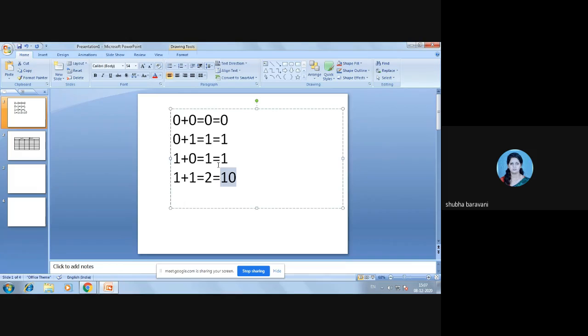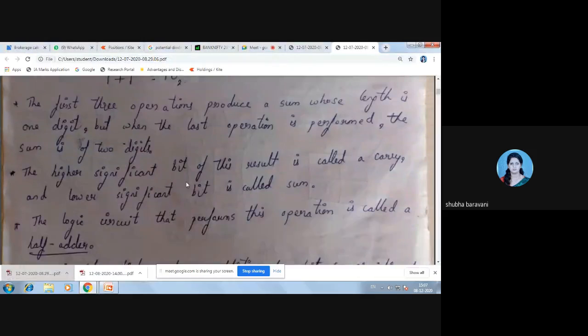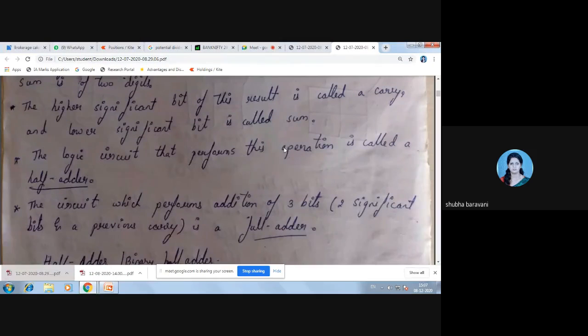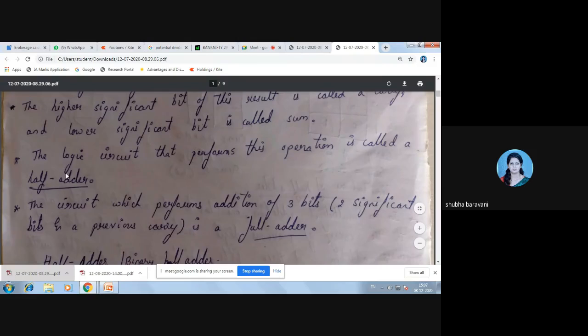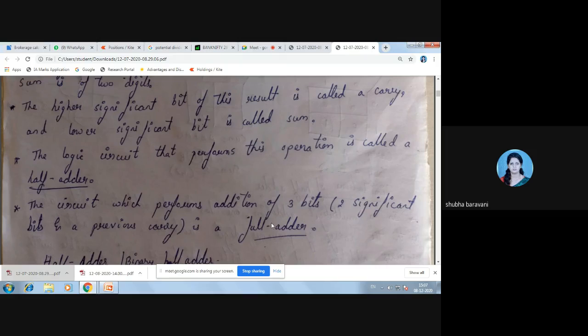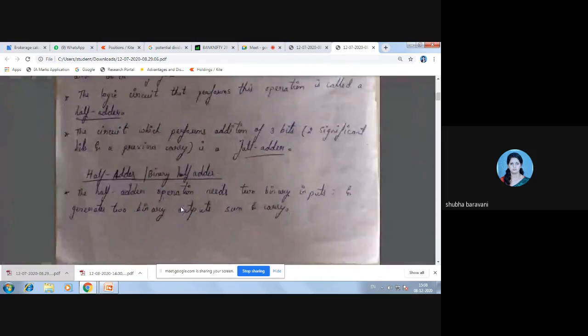0 plus 0, 0 plus 1, 1 plus 0, 1 plus 1. These additions, all of these are half adders. The logic circuit that performs the operation is called a half adder. However, the circuit which performs addition of 3 bits is called a full adder. Have you understood the difference between a half adder and a full adder? I'll explain once again. Right, you will first see what a half adder is.